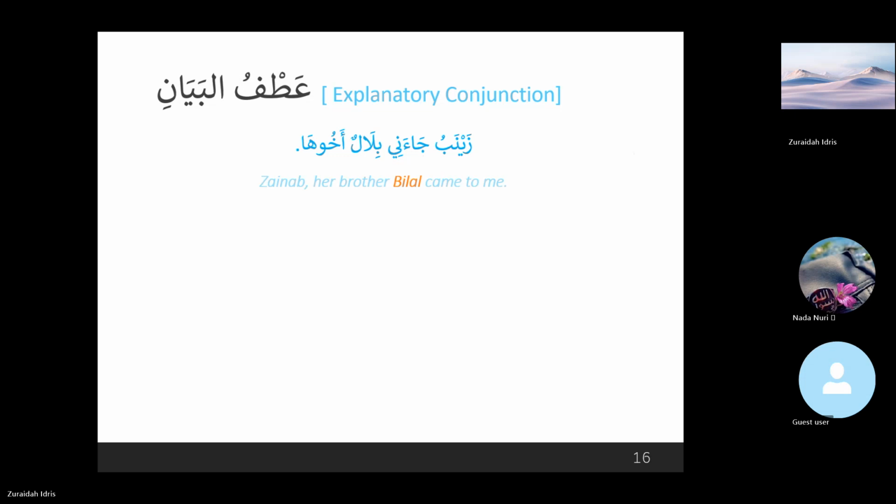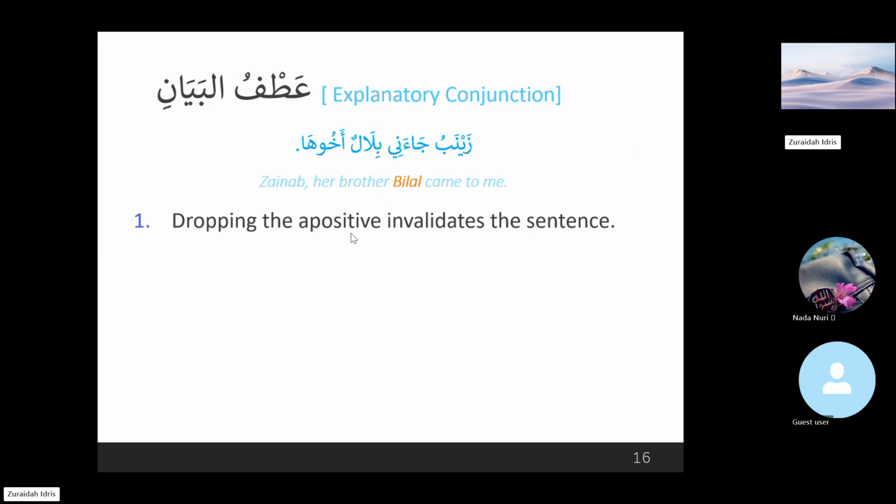Now, obviously, we need the explanation. No, not actually. Maybe this is not so much explanatory, but we want to highlight the fact that Bilal, the person who came to me, is her brother. Do you see the element of jumlah ismiyah there? Bilal, the one who came to me, is her brother, Zainab's brother. So this is what we wanted to do. Now, when we drop Bilal, it invalidates the sentence. Why do I say that?